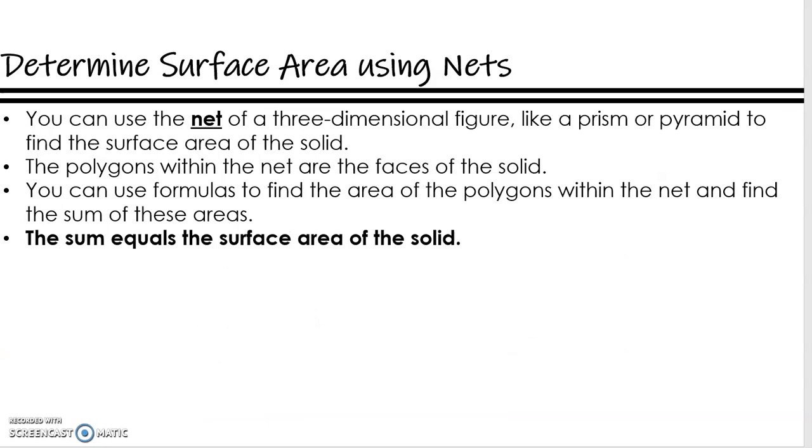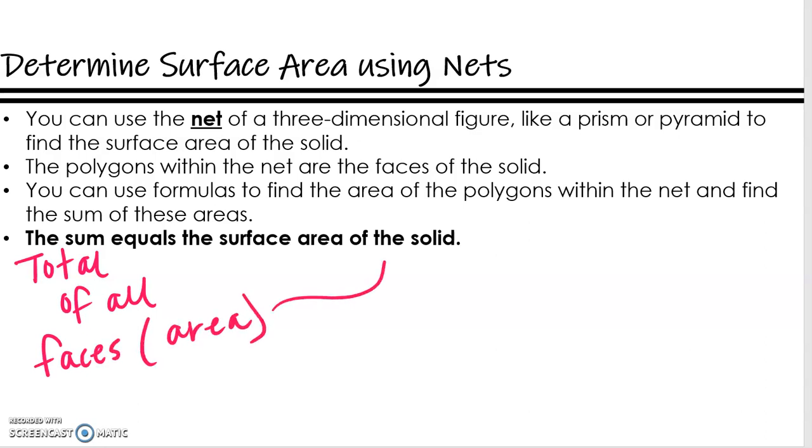To determine surface area, you can use the net of a three-dimensional figure, like a prism or pyramid, to find the surface area of a solid. The polygons within the net are all the faces, and you can use the formulas that you've learned to find the area of the polygons, and then find the sum of everything. The sum or total, it's another good word to use, equals the surface area of the solid. So the total of all faces, and we're talking about their areas, gives you the surface area.